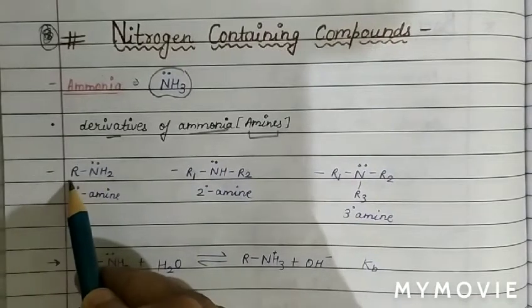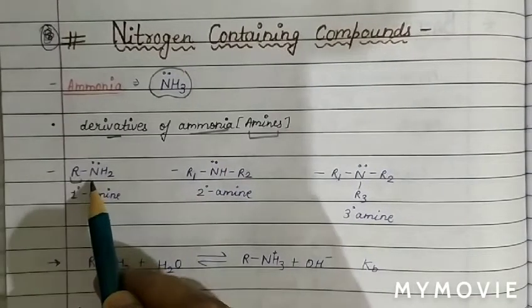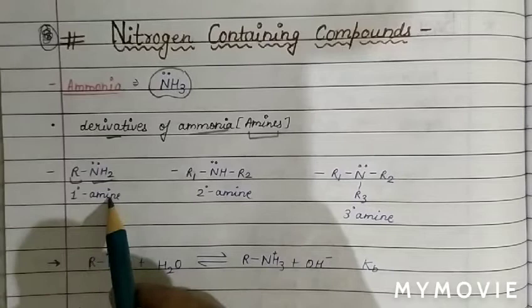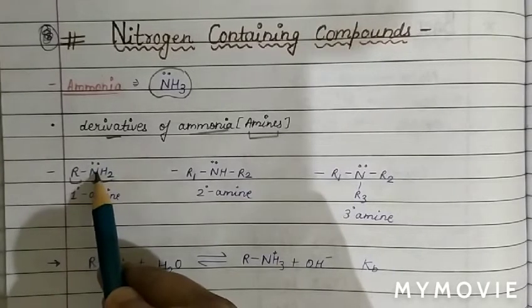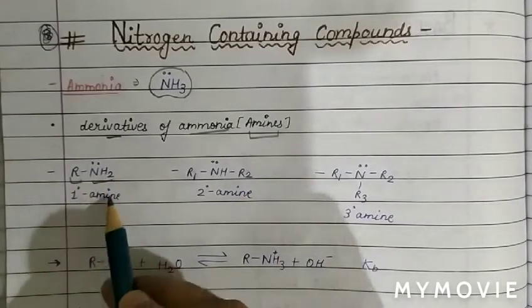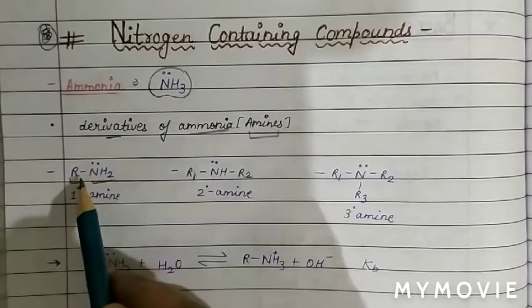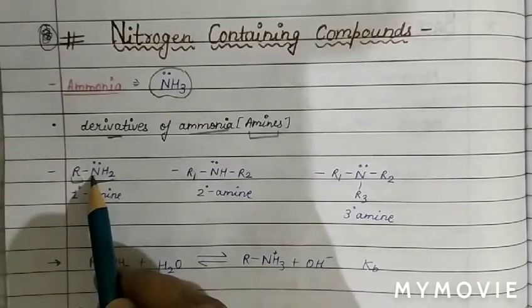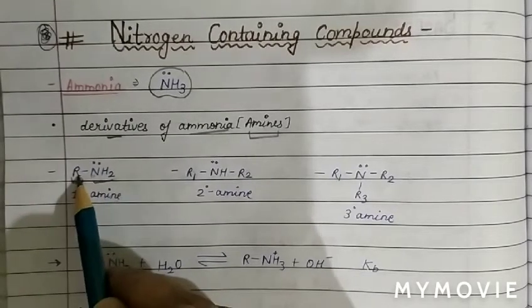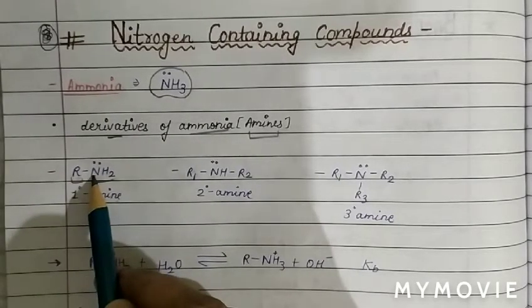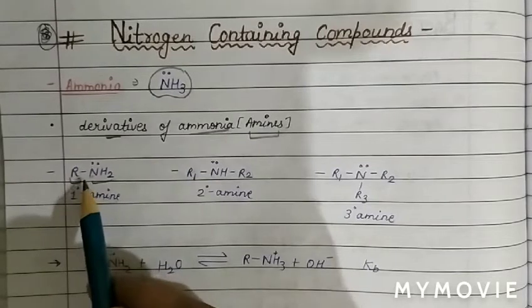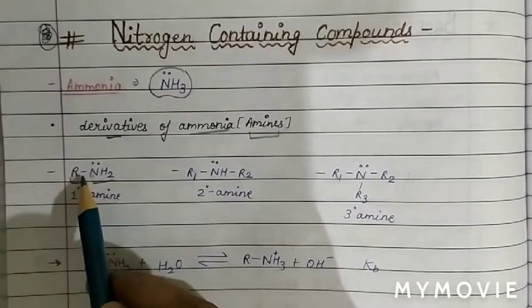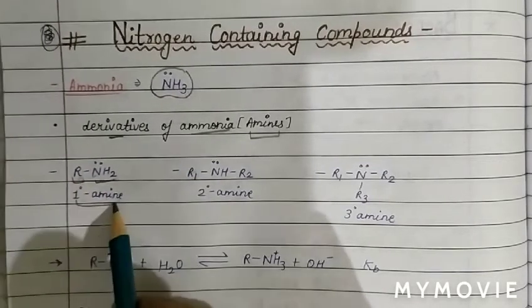If an R group, an alkyl group, is attached to NH2, then it is called a 1 degree amine. Because in the case of amines, the carbon directly connected to nitrogen determines the degree. In this case one carbon atom is directly connected to nitrogen, therefore it is a 1 degree amine.